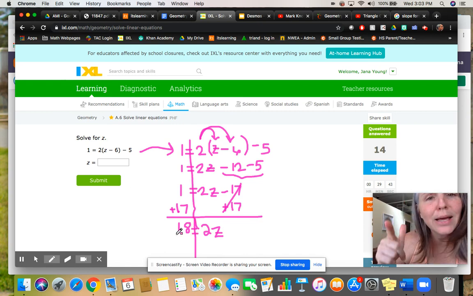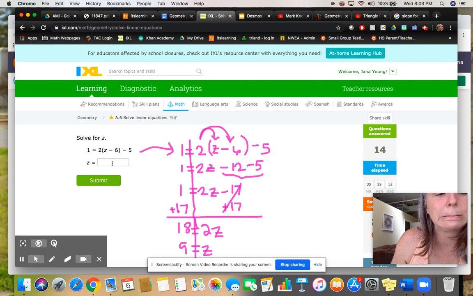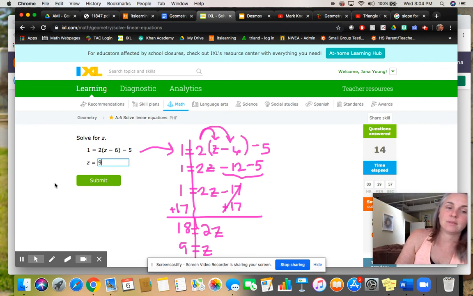2 times the 9 is 18. So again, 9 is my answer, or I could divide by 2 on both sides. 18 divided by 2 is 9. I could do that too. It's not as exciting. Okay. 9. Submit.